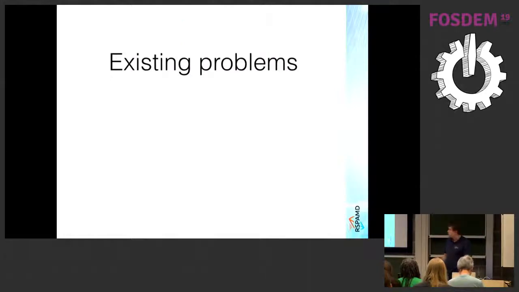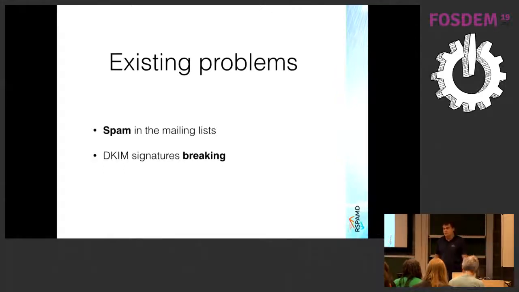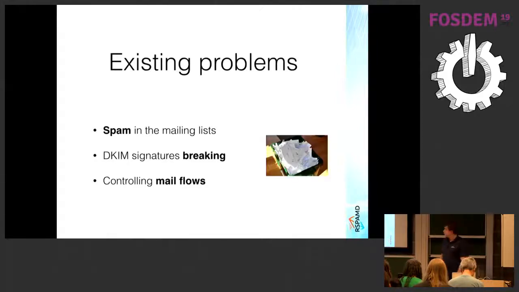So what problems did we try to resolve with Rspamd? The first one is actually spam in the mailing list. We don't like spam. Nobody likes spam. Another problem, which was also quite important, was that we broke DKIM signatures when they passed over Mailman. And we wanted to do some sort of controlling of our mail flows because we had completely no understanding of how mail goes and how to make it better.